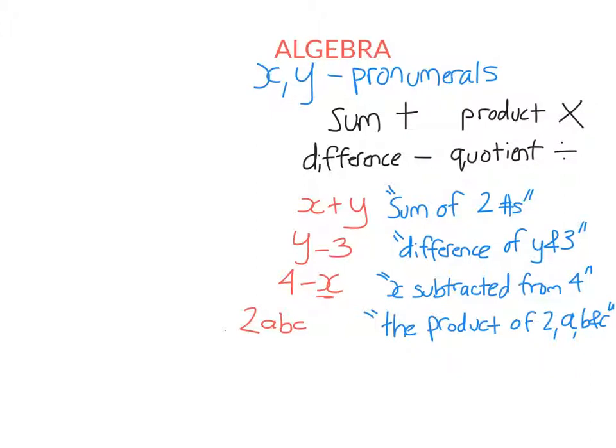If no operation is written between pronumerals or between a number and a pronumeral, we assume it's times. So if I had something like 5x, that would mean 5 times x, or the product of 5 and x. All right, please pause and copy this down if you need.